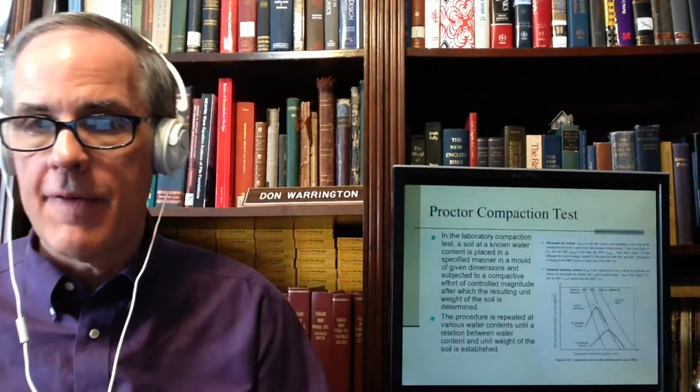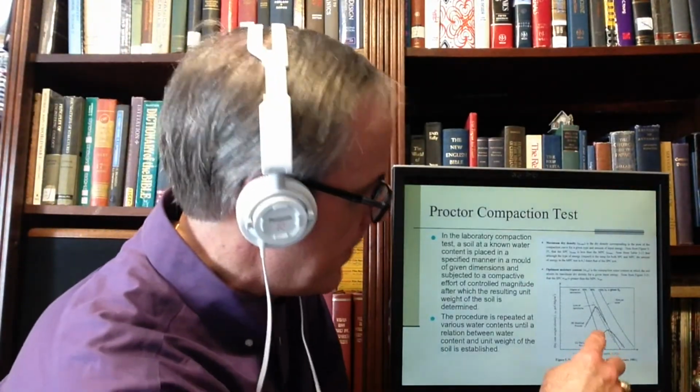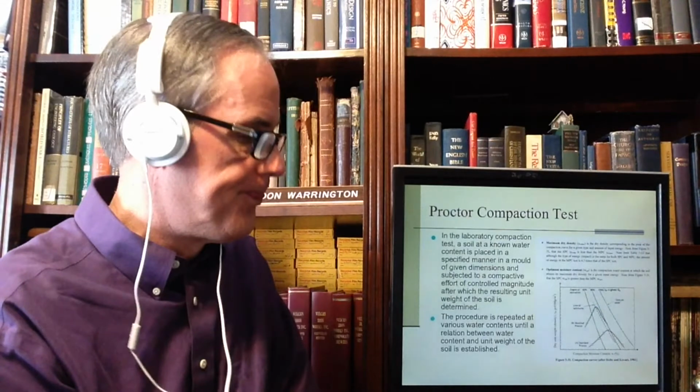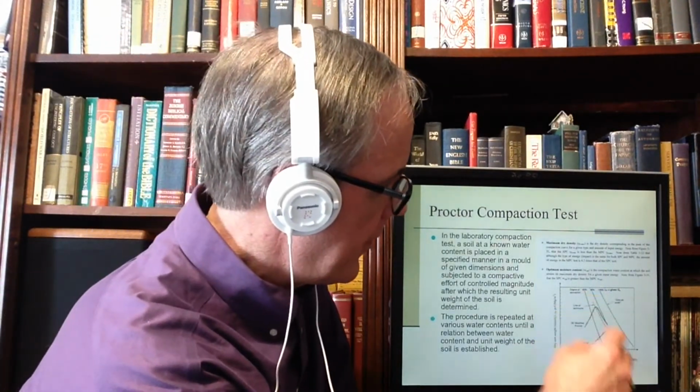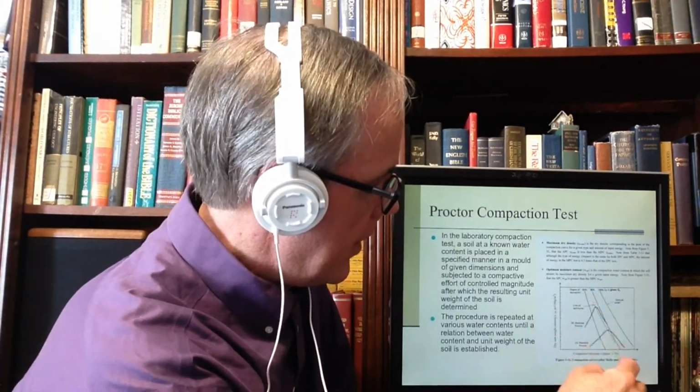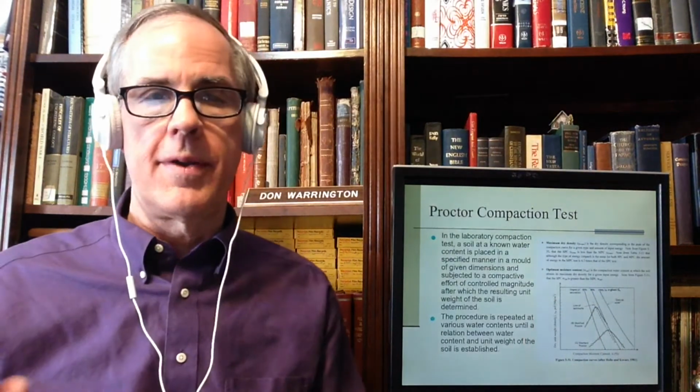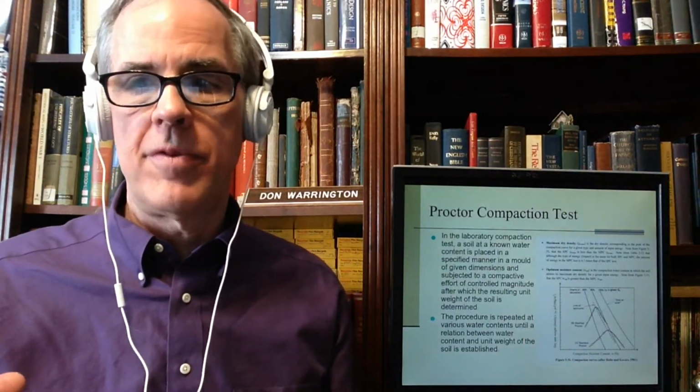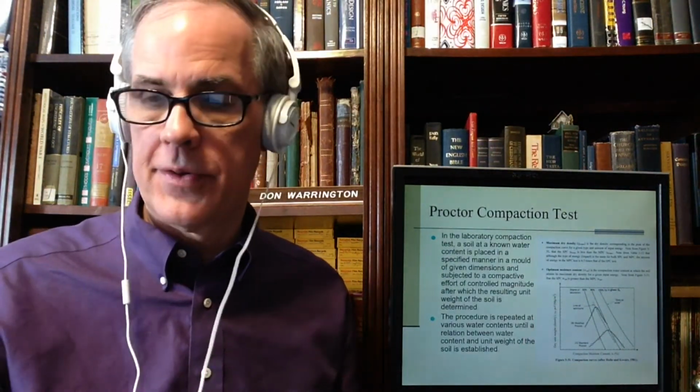But that's basically the idea behind this line of optimums. Say we ran a standard and a modified, and we can get an idea. If we did a couple more between those, this line of optimums tells us what compactive effort we should be trying to shoot for in terms of our actual compaction. And this is that in pictorial form.